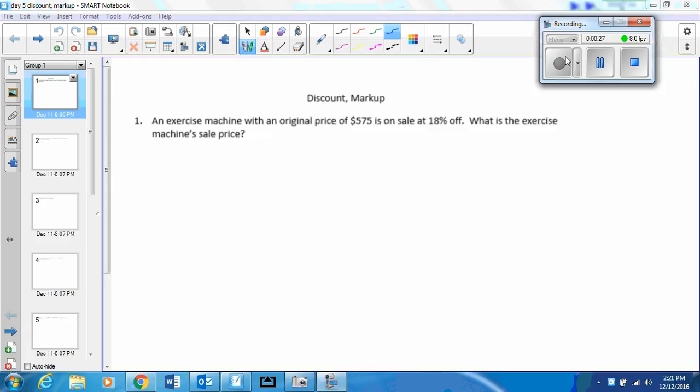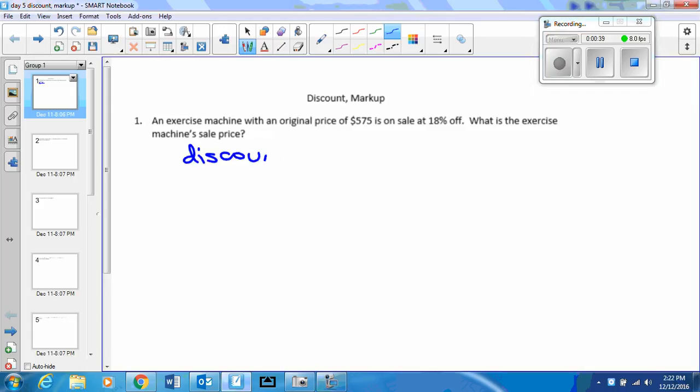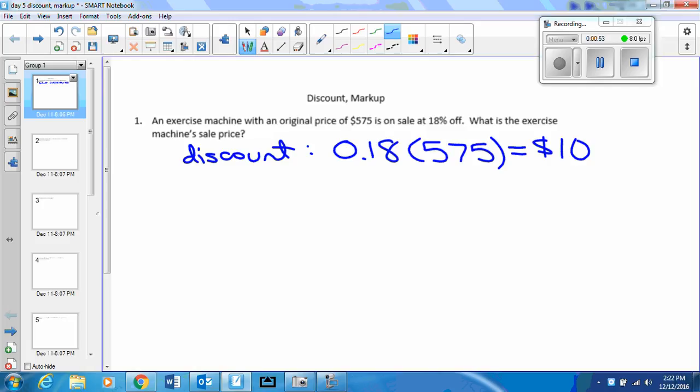So there's two different ways we can approach it. We can first find the amount of discount and then subtract to find the sale price. So let's do it that way first. To find the amount of discount, we're going to change 18% to a decimal, 0.18, and multiply it by the original price, $575. Using my calculator to multiply that out gives me the amount of discount is $103.50.